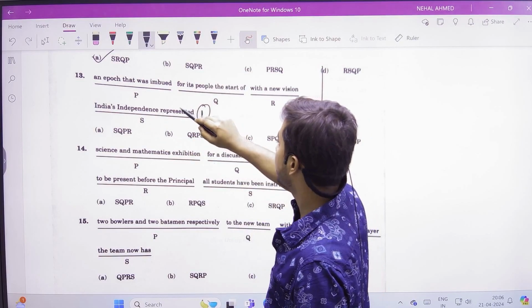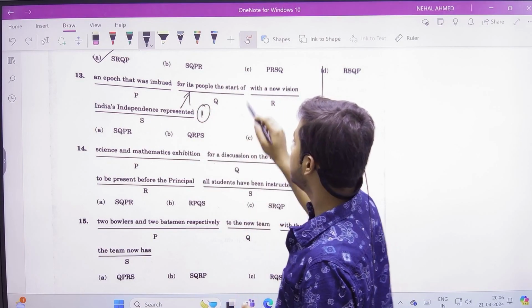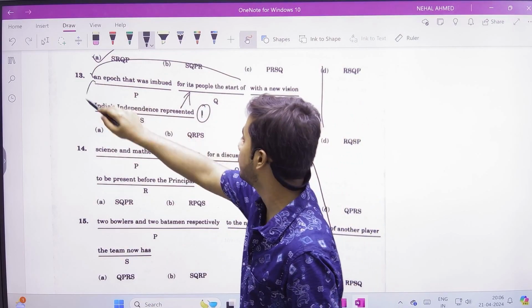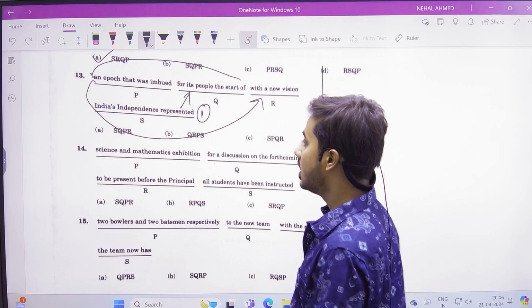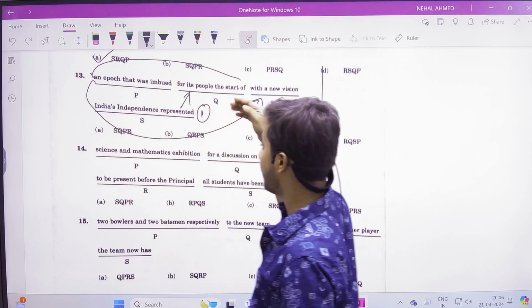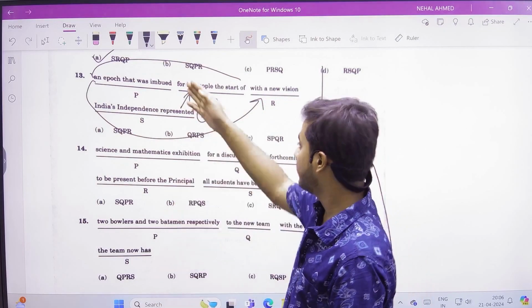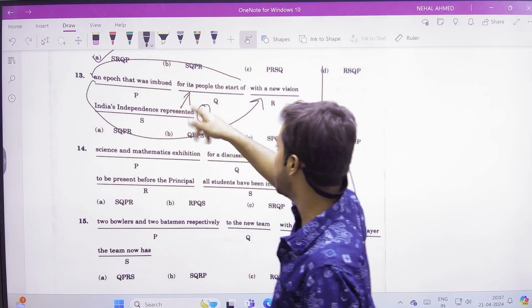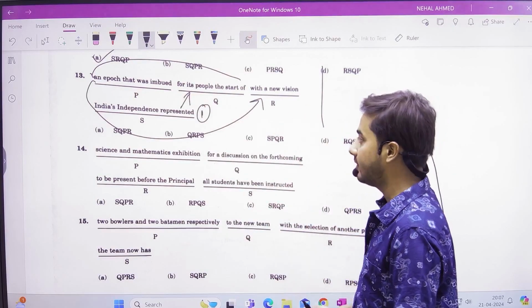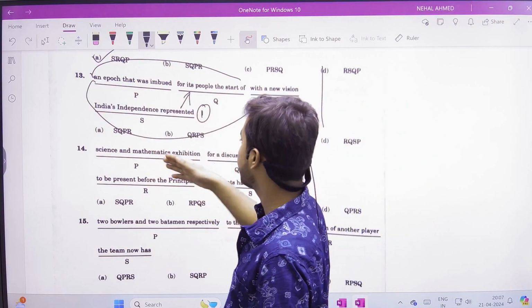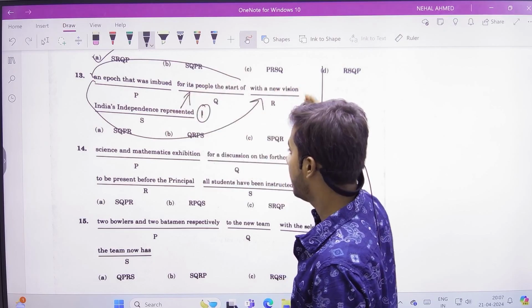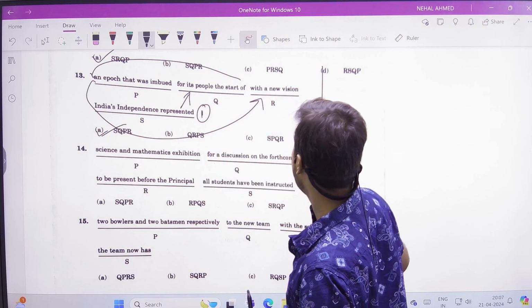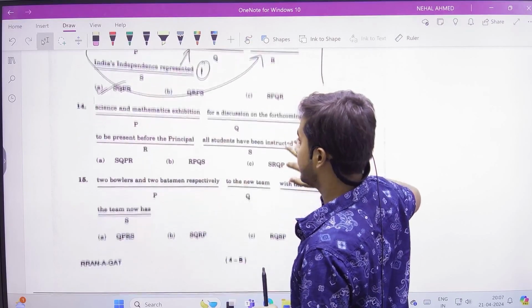India's independence represented for its people the start of what? The start of an epoch that was imbued with a new vision. So India's independence represented for whom? For its people, the start of what? An epoch that was imbued with what? With a new vision. So that makes it SQPR, right? So that makes it SQPR. Great then. Going to the next sentence.